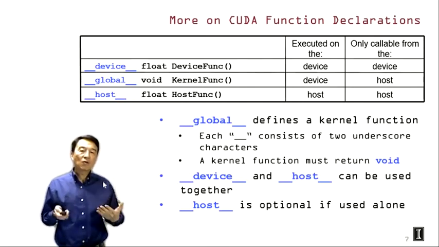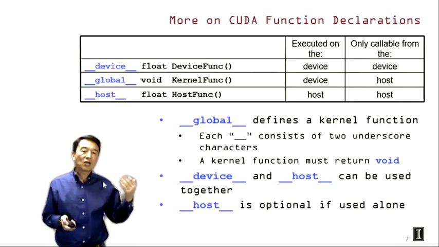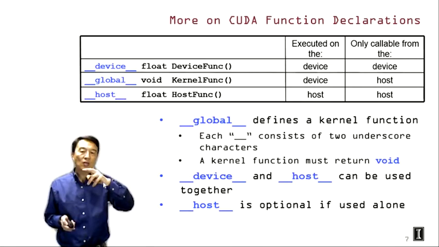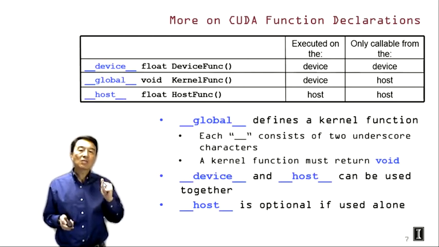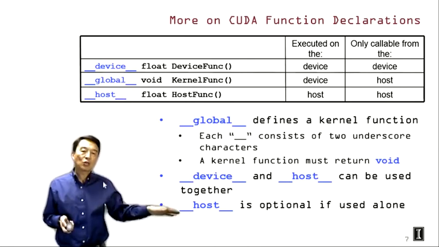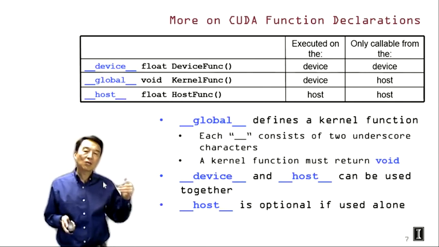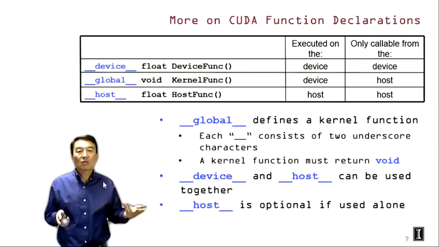So a few important details. __global__ declares a kernel function, and make sure that you remember there are two underscores before and two underscores after. The kernel function must return a void type, because these functions are special. These functions are really used to trigger parallel execution on the device. There's not a simple way to return a value. The question is which thread would even give you that value back. So to make it simple, the kernel functions must always return void.